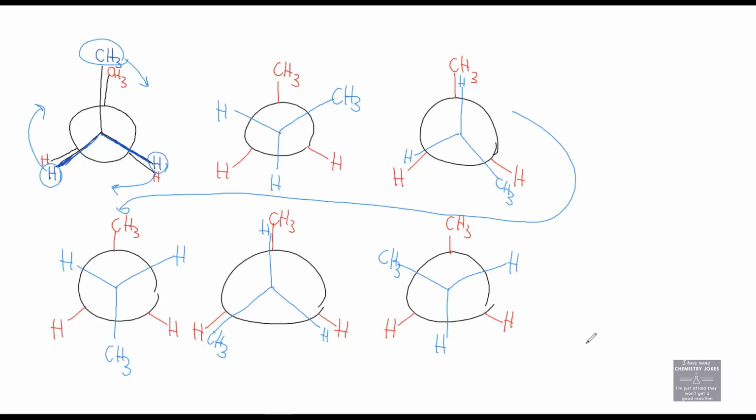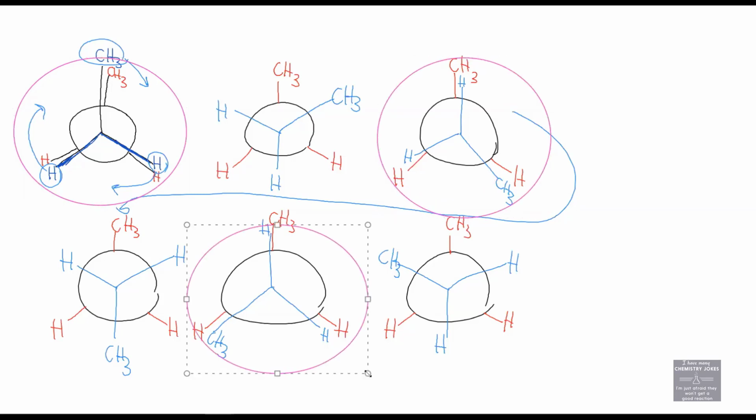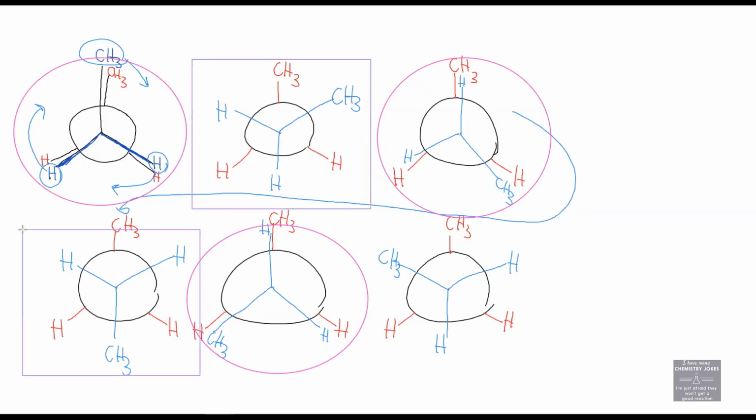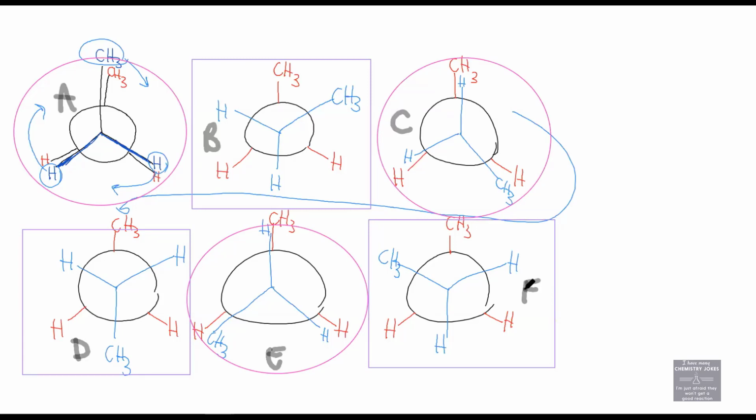Okay, what does all this mean? Well, if I do use my actual circle now, I can circle all of the eclipsed conformations. It's a little bit messy, but maybe legible. And I can square my staggered conformations. Why would I do that? Because I said energetically, staggered is always more stable than eclipsed. So if I gave all of my structures a letter, we can talk about the energetics of these conformations.